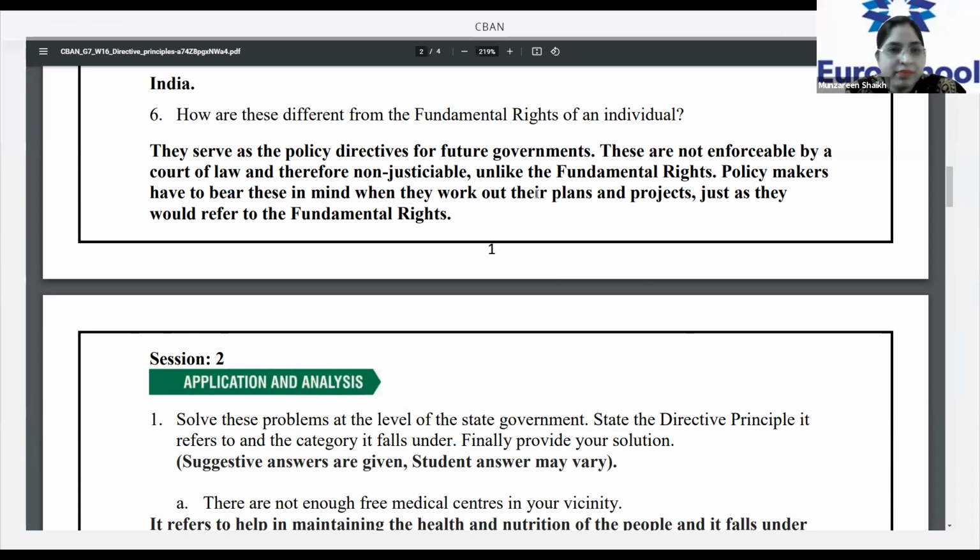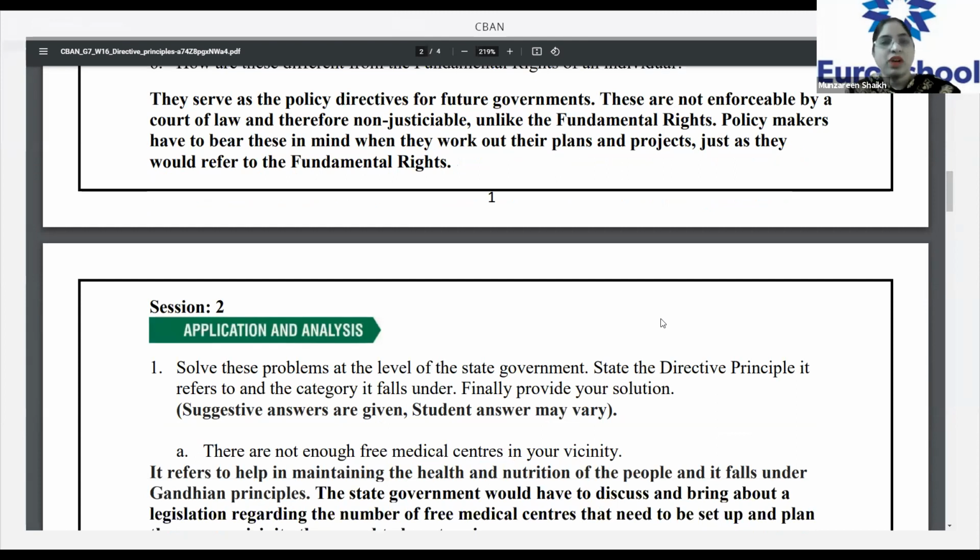Ma'am, directive principles inform the citizens about the state's economic and social objectives or goals. Fundamental rights inform the citizens that the state is accountable in protecting the civil liberties of every citizen. Yes, got it? So these are the three differentiations which you all have to learn. I hope you all understood these three differentiations.